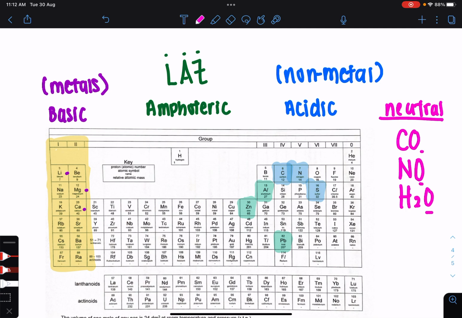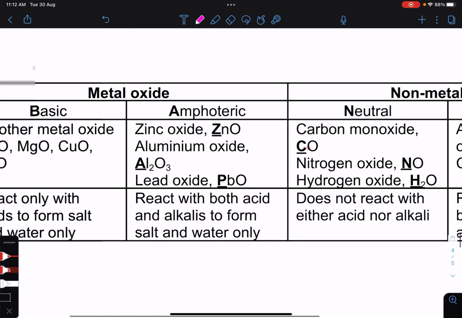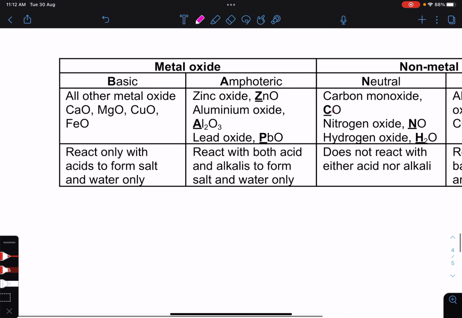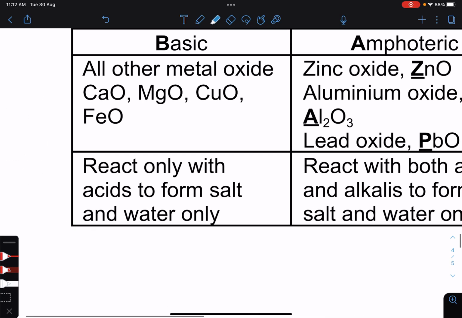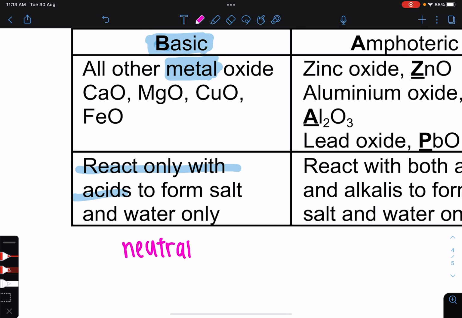Now, these oxides have different names because they undergo different types of reactions. Okay, so let's look at the basic oxides first. As mentioned, basic oxides are all the metallic oxides, group 1 and group 2 oxides. These basic oxides, they act as a base, so they will react with acids only. So over here, we are talking about a neutralization reaction because we are reacting an acid and a base.